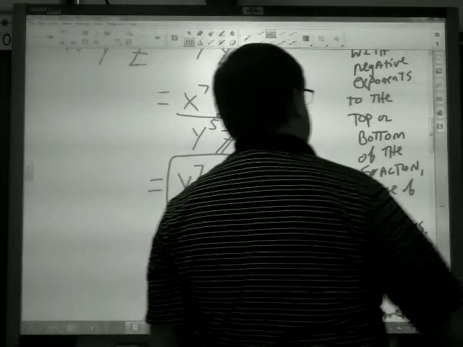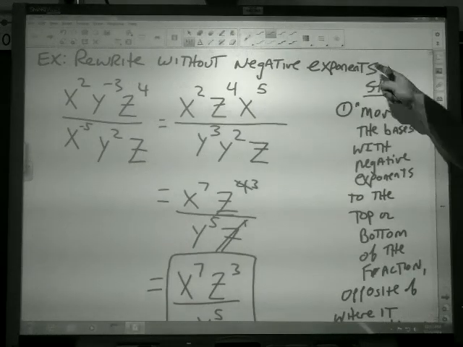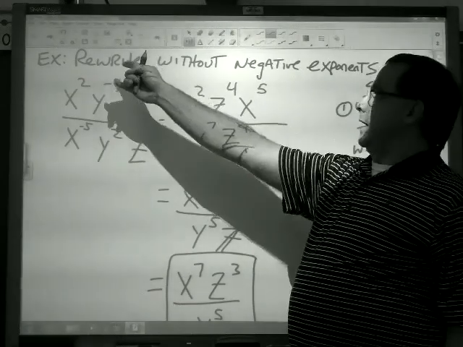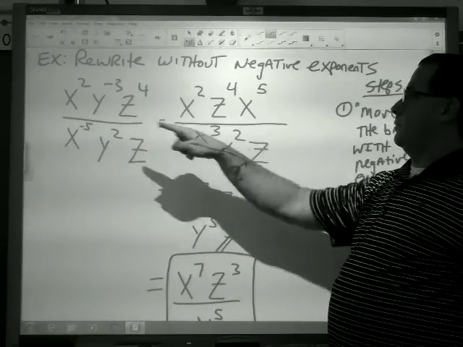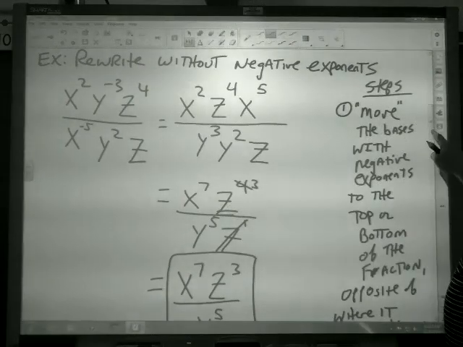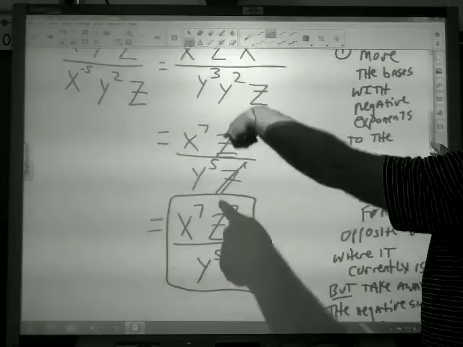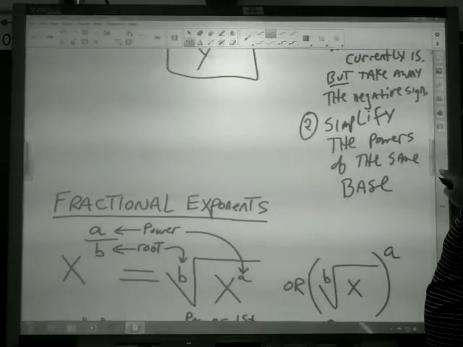So when the question says rewrite without negative exponents, you're just moving anything with a negative exponent from the top to the bottom. If it's in the bottom, move it to the top. And then simplify using our general exponent rules.